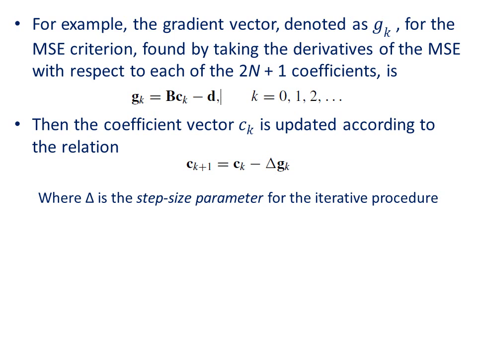Now for example, the gradient vector denoted as GK for the MSE criteria is found by taking the derivative of the MSE with respect to each of the 2N plus 1 coefficients, and it is given by GK is equal to BCK minus D, where K is equal to 0, 1, 2, etc. Then the coefficient vector CK is updated according to the relation CK plus 1 is equal to CK minus delta GK, where delta is the step size parameter for the iterative procedure.